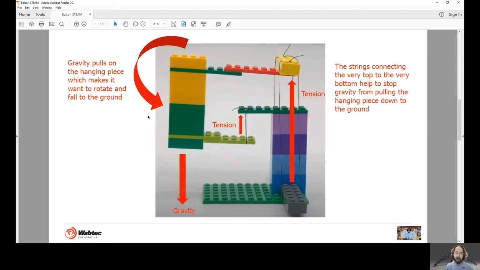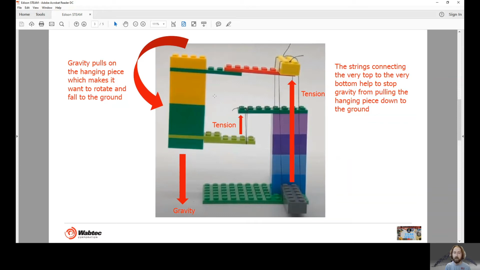Now, to prevent that and keep it from falling to the ground, we're going to attach some strings over on the side here. And what those strings are going to do is, as the top piece wants to kind of fall backward and this piece wants to pull away, these strings are going to hold it in place. So these strings are going to have tension connecting the top piece to the bottom piece, and that again is going to prevent the forces of gravity from pulling it too far to the ground.